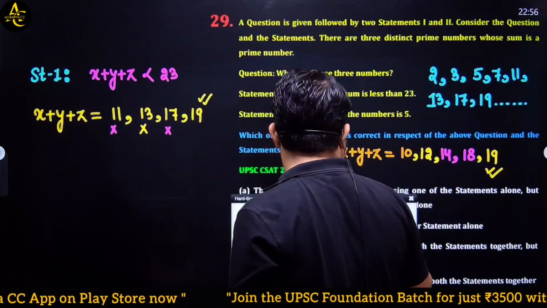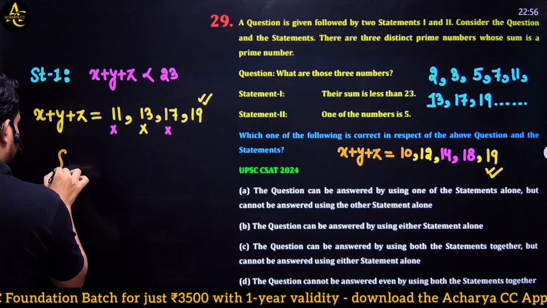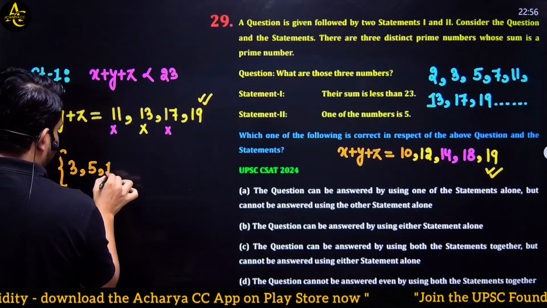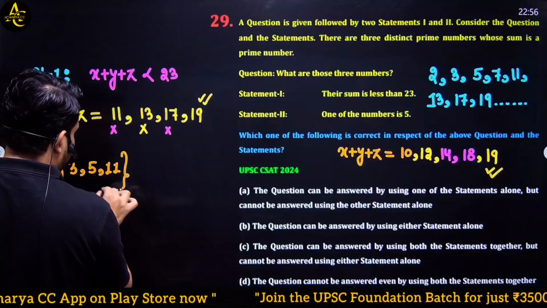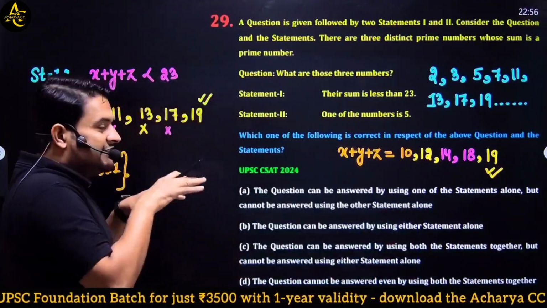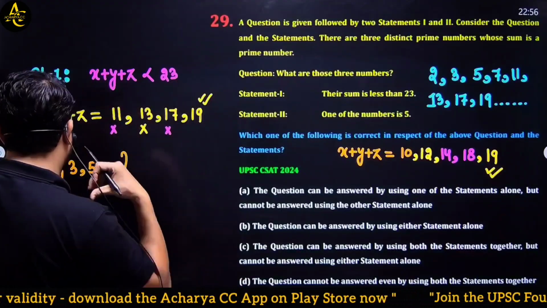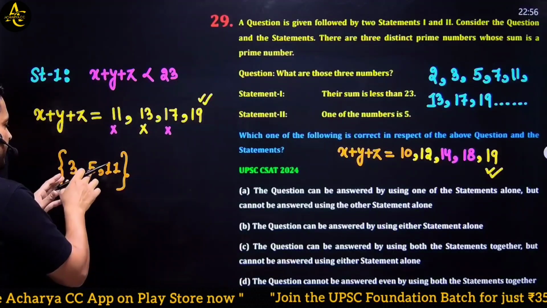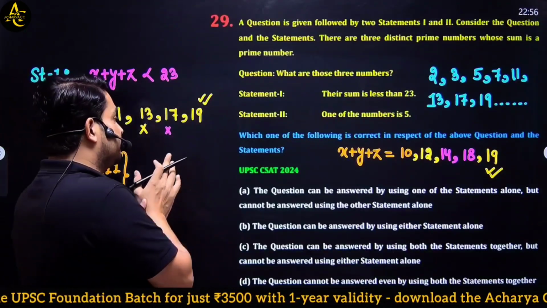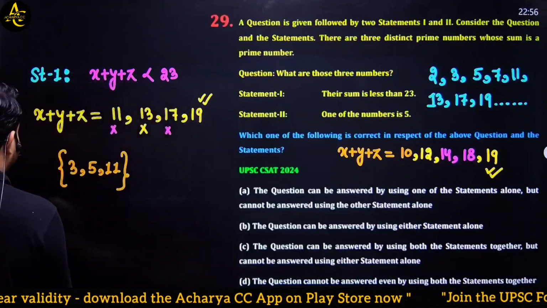How? If I take a set, what is it? 3, 5 and 11. This is the gist of the first statement. You can get a set: 3, 5 and 11, because 5 plus 3 is 8, plus 11 is equal to 19, and 19 is a prime number, and all these three are prime numbers. So move to statement 2 alone.